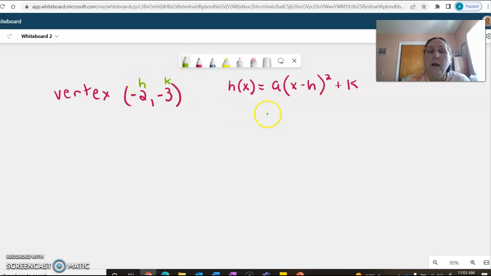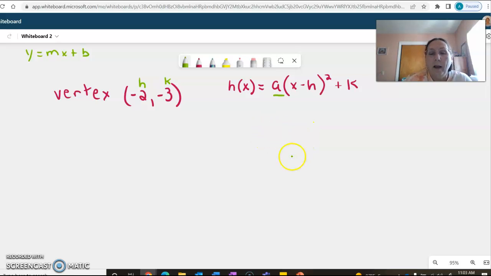Now remember when we were using linear equations, we always had to solve for b. Remember it was y equals mx plus b. We could figure out what m was by rate of change, and then we would use point-slope form to find out what b was. Well, in this equation, what we need to find out is a, using the point.